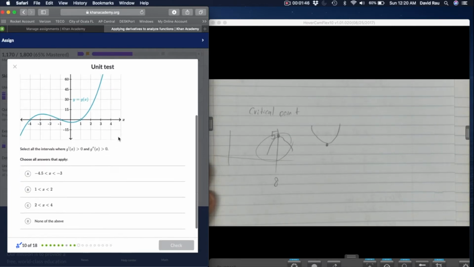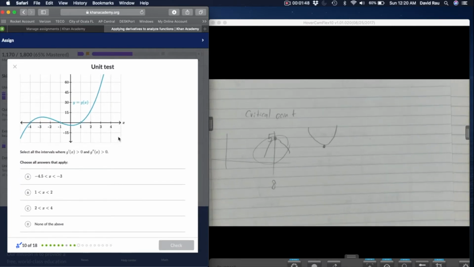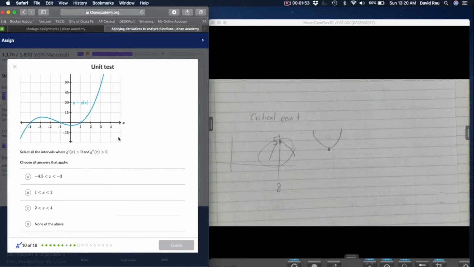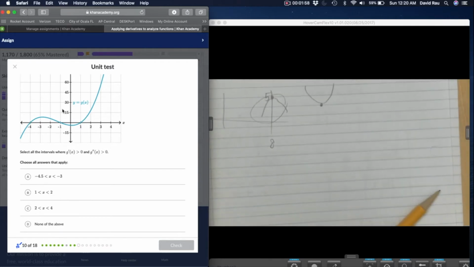All right, up next, we're supposed to select all intervals where g prime is greater than 0 and g double prime is greater than 0. And what that means is we're essentially choosing where this graph is increasing. Let's think about that first. It's increasing up until you get to -3, then it decreases, so we don't care about that. So far this is the first sliver we care about, and then also from here onward. So these two slivers are where the graph is increasing, so that satisfies the first condition.